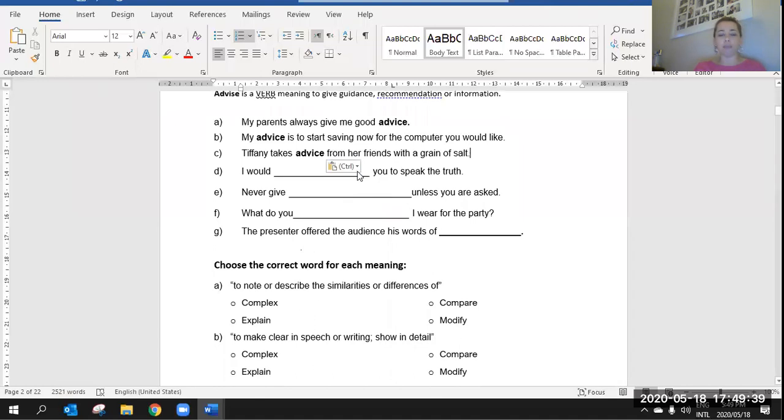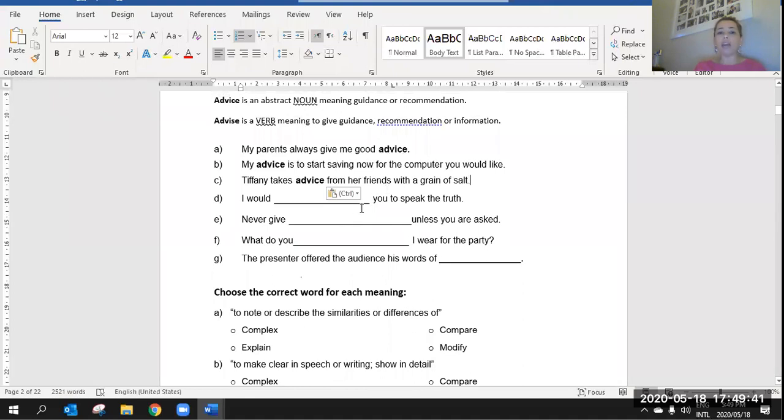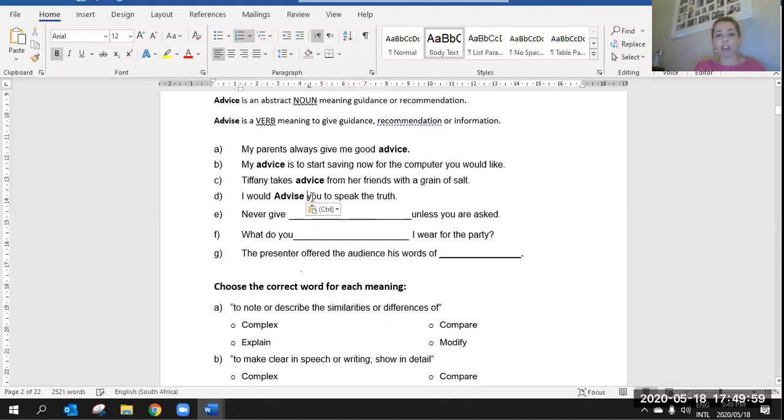All right, so next one. I would advise you to speak the truth. Now in this sentence, it's not a thing that I'm giving to you. I would advise you. It is something I'm doing. I advise. I do. I would advise. And there it is a verb. So we will use advise with an S. I'm just taking away the capital letter because it doesn't belong in the middle of the sentence. I would advise you to speak the truth. So there it is an action.